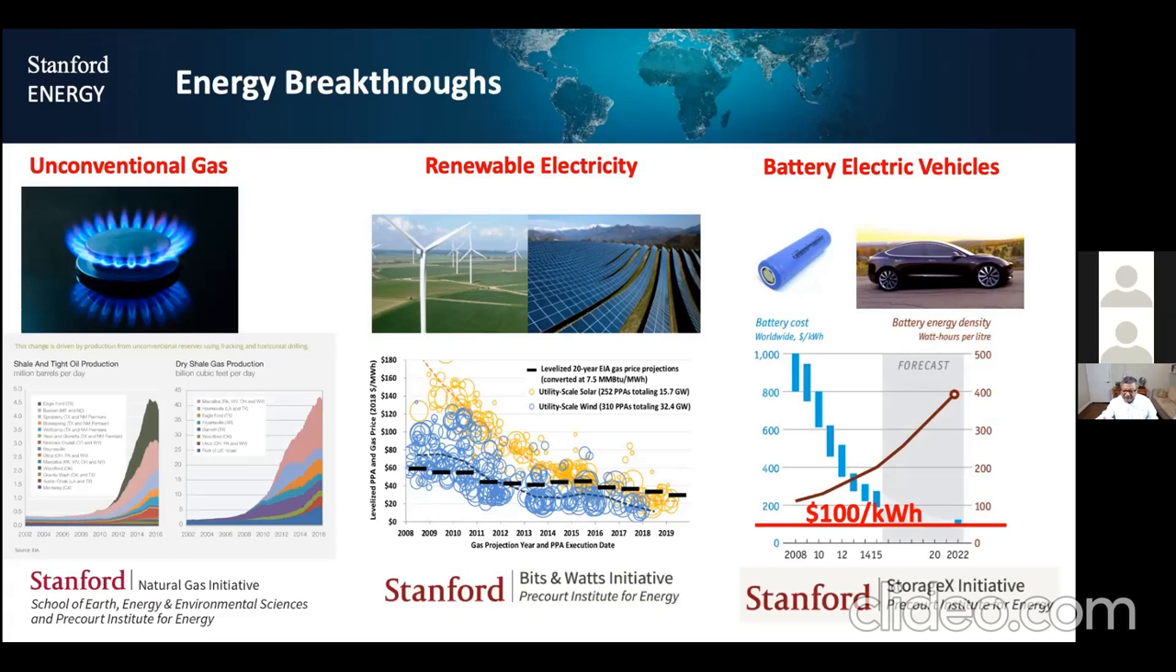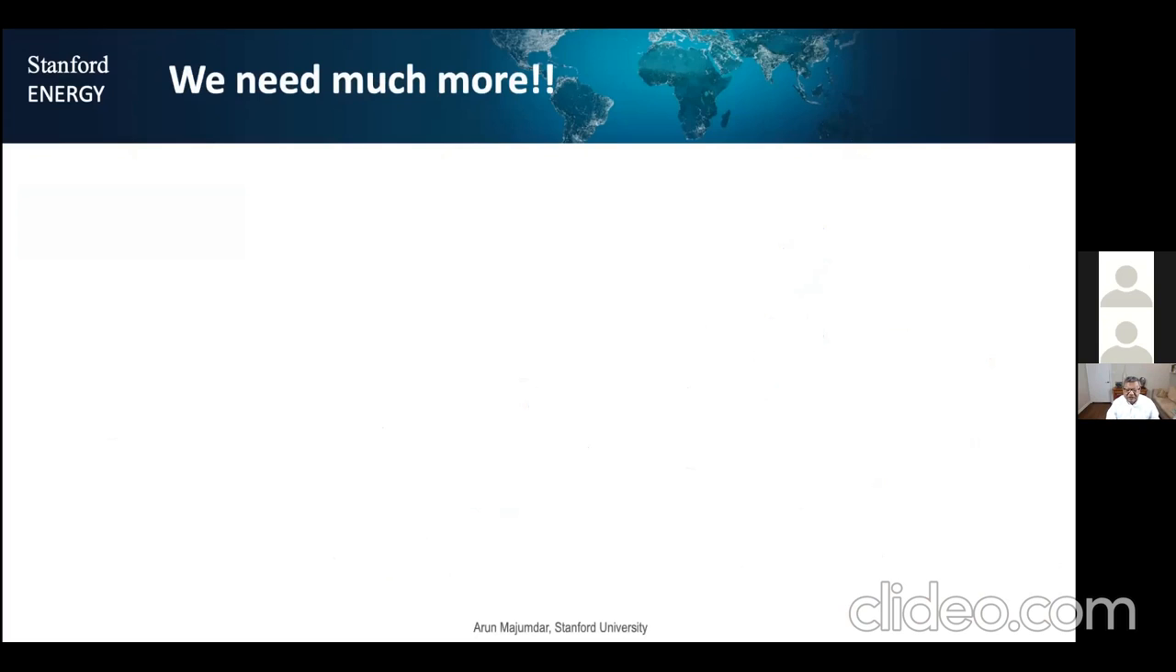And the reduction in battery cost is all because of science and engineering, because of the materials that are used to increase the energy density of lithium-ion batteries. So this is all about materials innovation and manufacturing that has gone into the battery pack. These three are amazing things that have happened, especially the renewables and the battery electric vehicles. But if you think that that is enough, that's far from it. The question is, what else do we need? There's a whole list of things, and I'll go a little bit into it, but let me give you an idea about it.